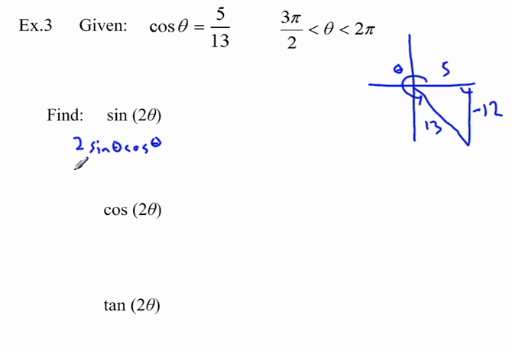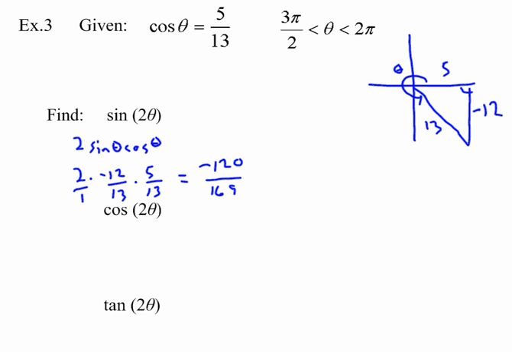So this is equal to 2 times negative 12 thirteenths times 5 thirteenths. Now don't try to distribute or anything. We can just do the top times the top and the bottom times the bottom, which gives us negative 120 over 169. So if we double this angle, our new angle would have a sine of negative 120 over 169.